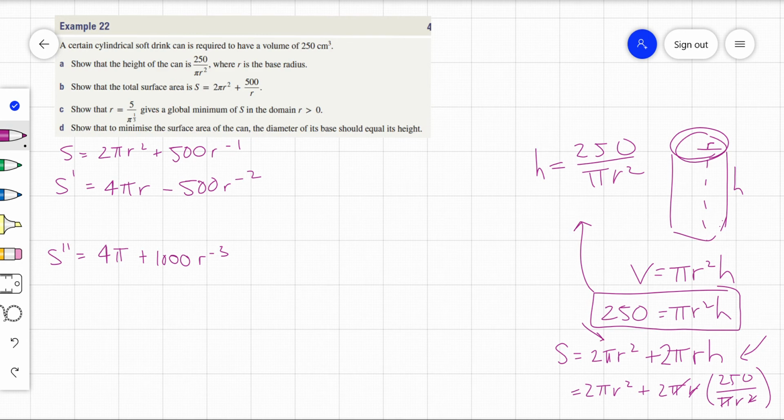Alright, so remember to minimize or maximize, we want s dash equal to 0. So we've got 4 pi r minus 500 on r squared. We want that to equal 0. So let's have a look at 4 pi r equaling 500 on r squared. Then we've got 4 pi r cubed equaling 500. Let's just divide by 4 pi there and cube root that.